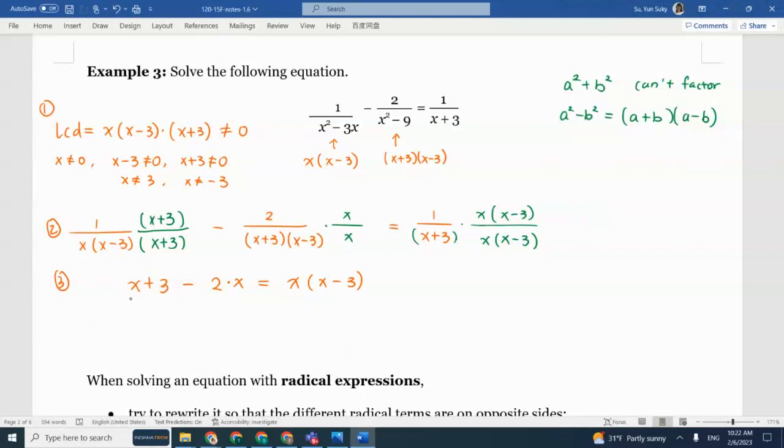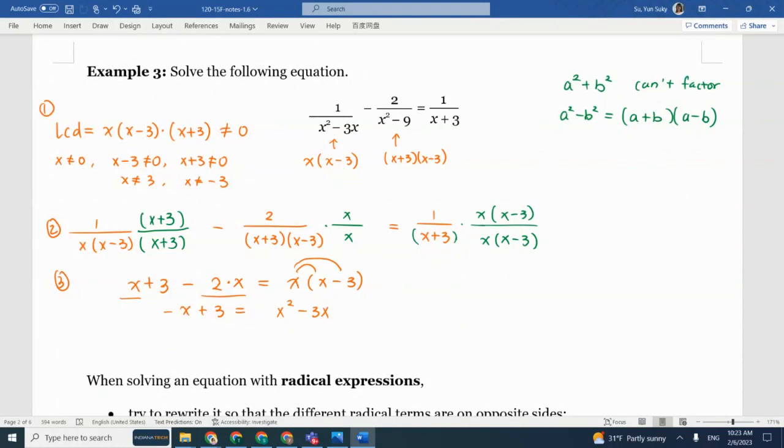Combine the like terms. What is x minus 2x? Negative x plus 3, right? Can you also tell me what's the right hand side when we distribute it? x squared minus 2x. Yes. Right, everybody? Okay, so this is a quadratic equation, right?